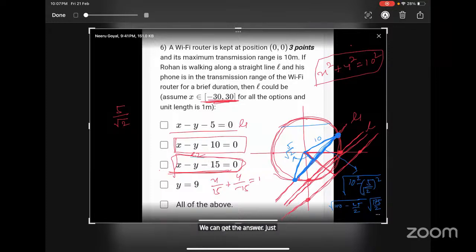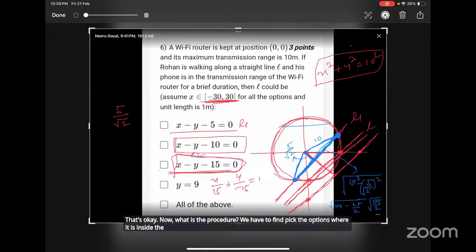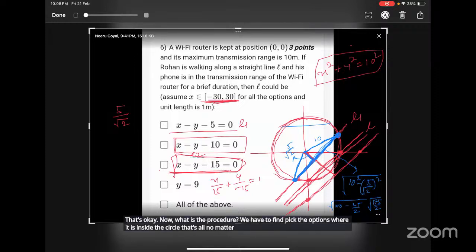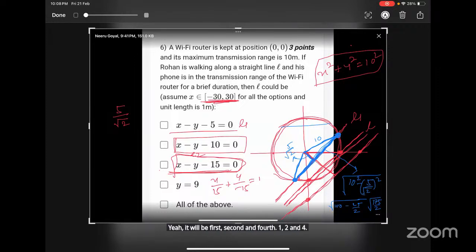Sorry, ma'am. Wait, one by one, otherwise the question will become too lengthy. That's okay. Now, what is the question? You have to pick the options where the line is inside the circle. That's all. So the options should be 1, 2, and 4. Yes. These three are the options, right? Yes, ma'am. So we can go to the next question. You don't need to calculate the length.